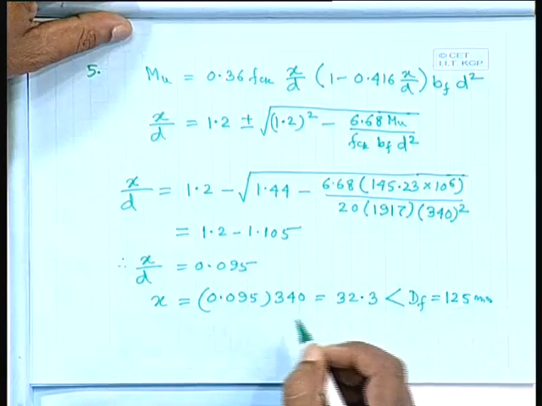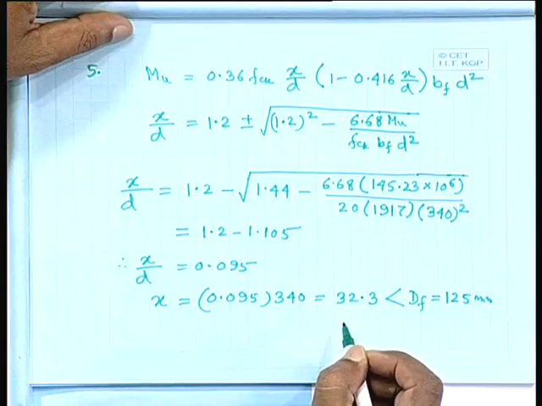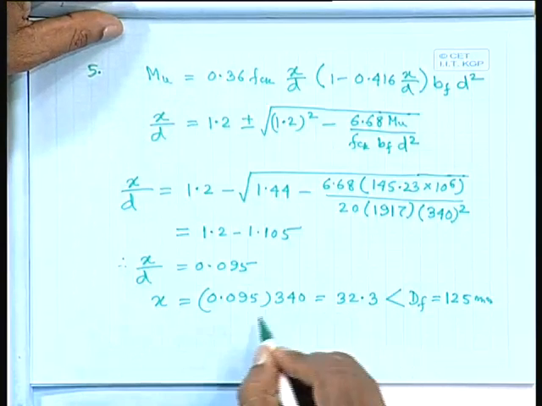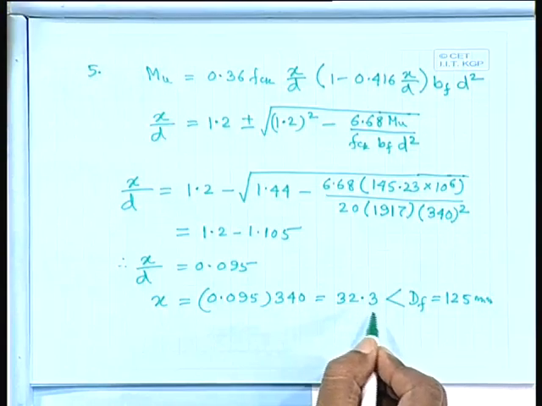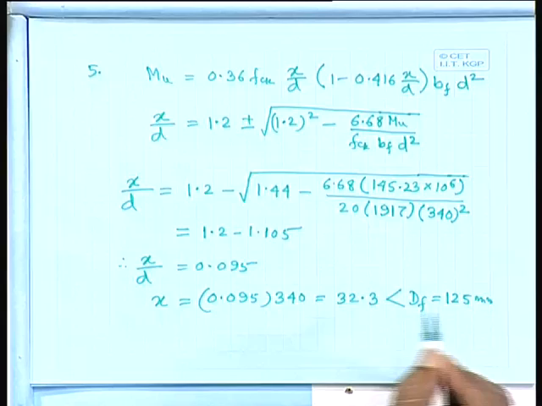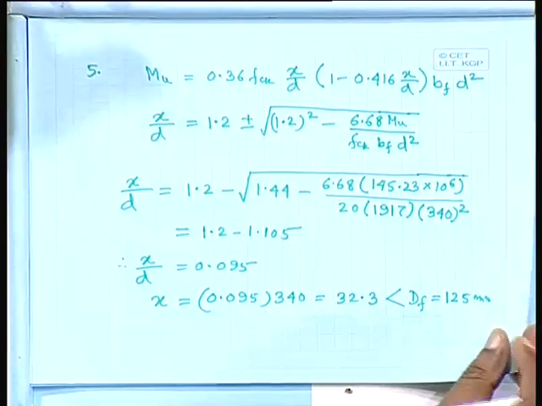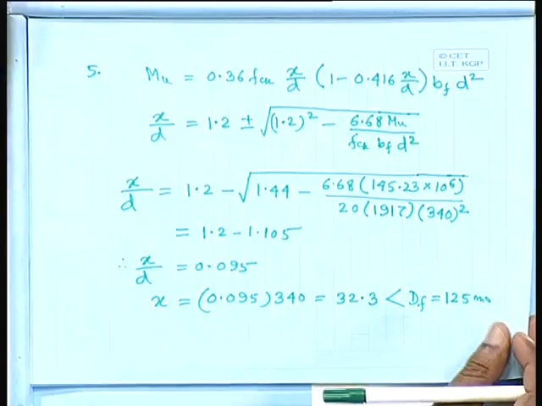So, in our case it is as if it is a rectangular beam. So, we can take x as 32.3. It is less than Df, so it is within the flange. So, it is nothing but a case of rectangular beam only, though we have taken a T beam. So, we can use the formula.